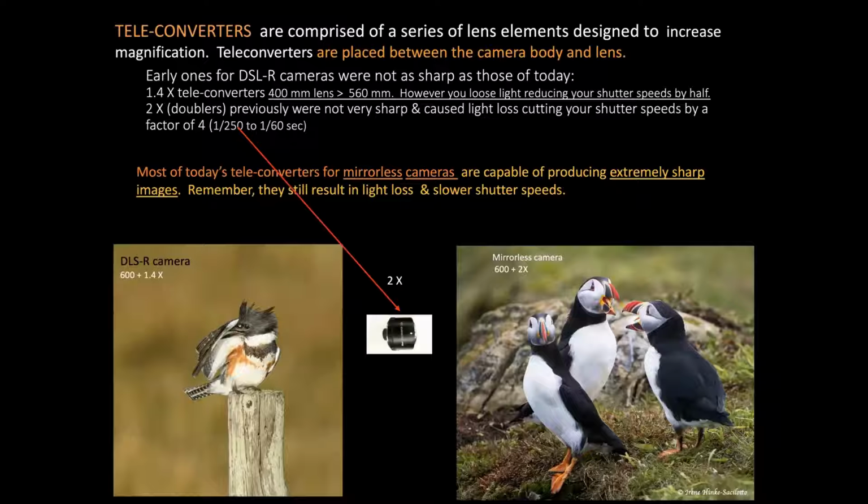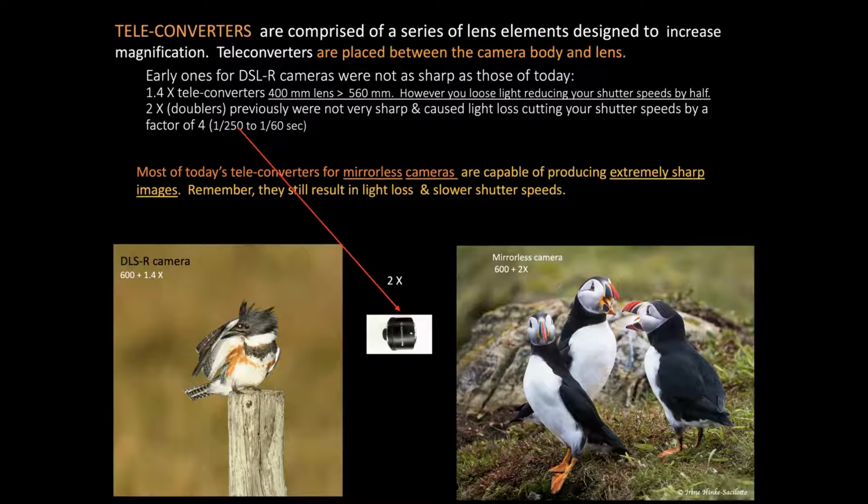Teleconverters are comprised of a series of lens elements. They're usually relatively small. They fit between the camera body and the lens itself. The early ones were not particularly sharp. The 1.4 teleconverter would take a 400 millimeter lens, make it act like a 560. You lose light when you do this. It cuts your shutter speeds by a half, but some of those were pretty sharp.